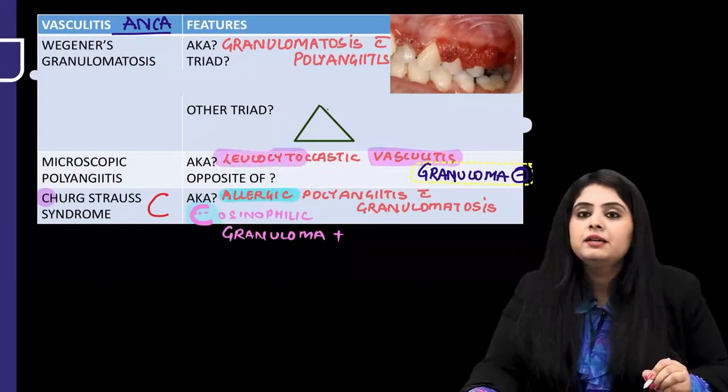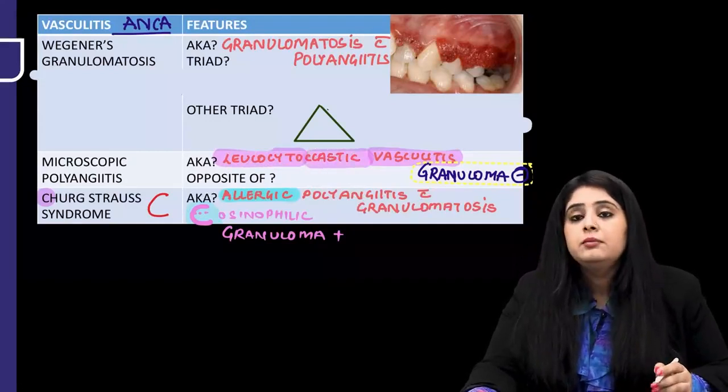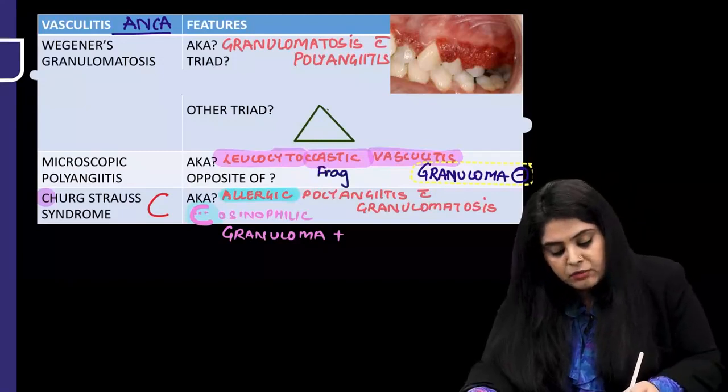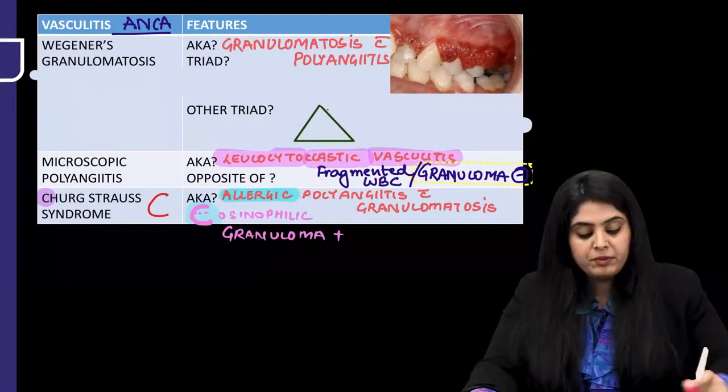Leukocytoclastic: leukocyte means WBC, and clastic means breakage. WBCs are breaking, so there are fragmented WBCs. That is what you see. There are fragmented WBCs, and granuloma is never ever noted. That is microscopic polyangiitis.